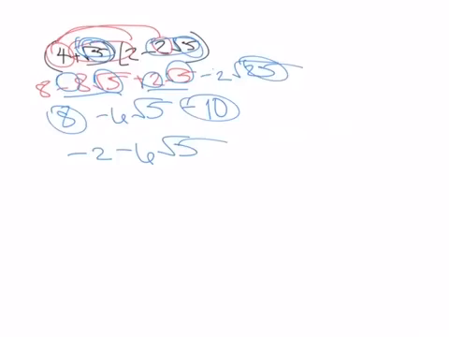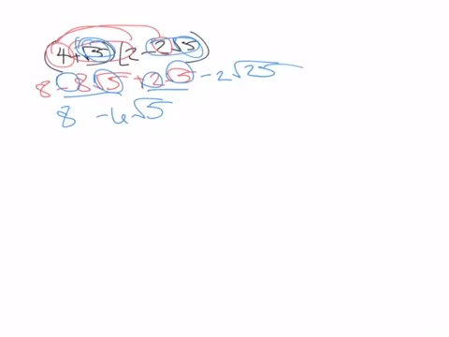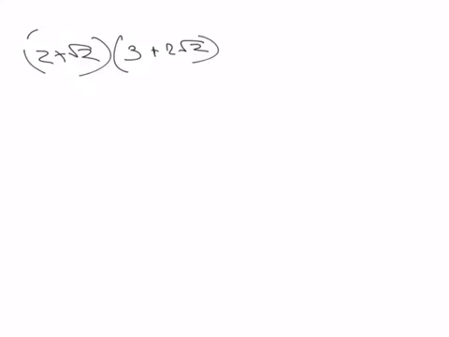Okay, so let's do example 112.3 and see if we can keep moving along here. Alright, we have 2 plus the square root of 2. Whoa, that didn't look like a 2, does it? Times 3 plus 2 square root of 2. Alright, again, FOIL method. First. Outside.